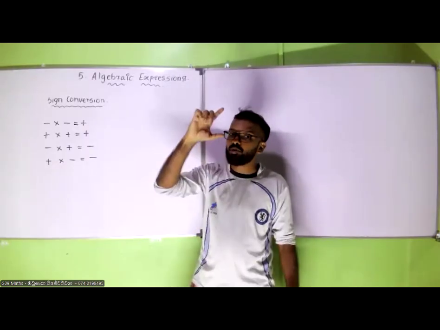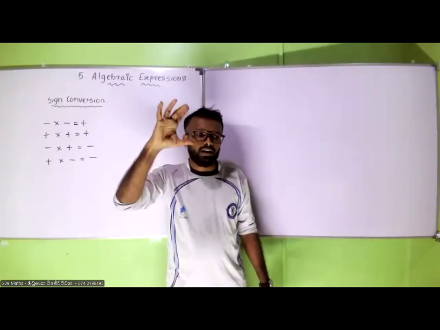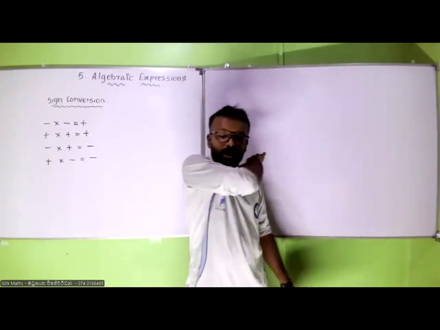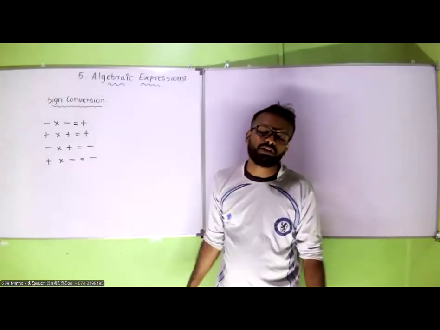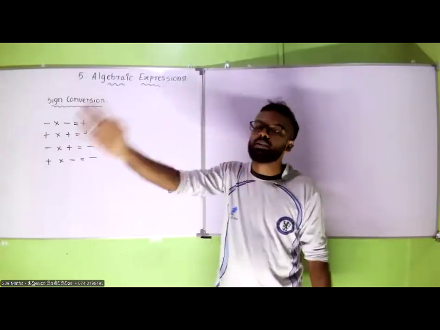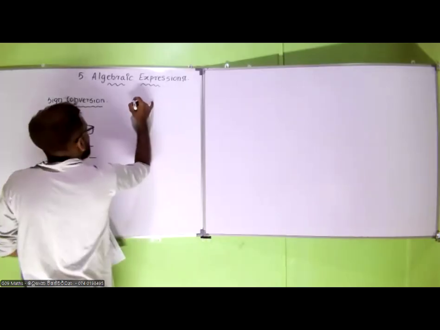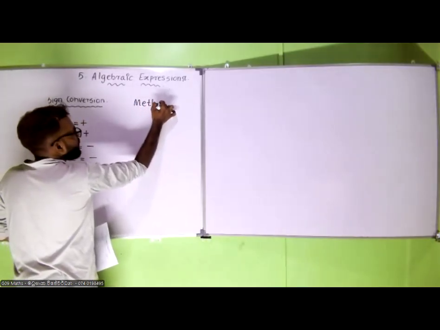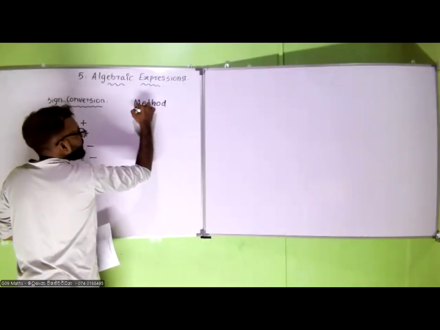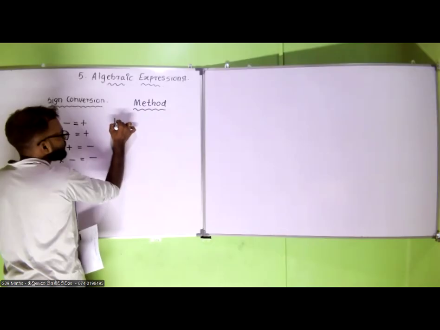Okay, now I am going to explain the method. According to this method, you can do anything, right? Any algebraic expression you can simplify and remove the brackets. So first of all, let's write the method. Then finally, I will explain this.